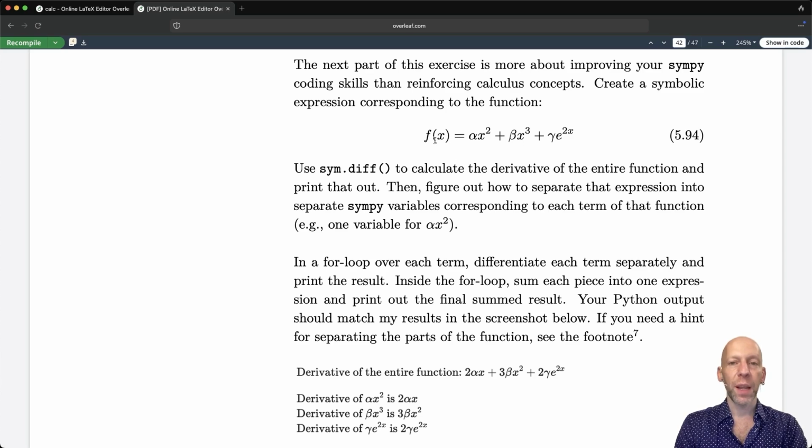So here what you want to do is create a symbolic expression for this function, alpha times x squared plus beta times x cubed plus gamma times e to the 2x. And again, x is a variable. Alpha, beta, and gamma are just some arbitrary constants. Okay, so you can just implement this as one expression, so one line of code, one SymPy variable for this function. Then you can use sim.diff to calculate the derivative of this entire function. So far, nothing new for you to do. And then here comes the new stuff.